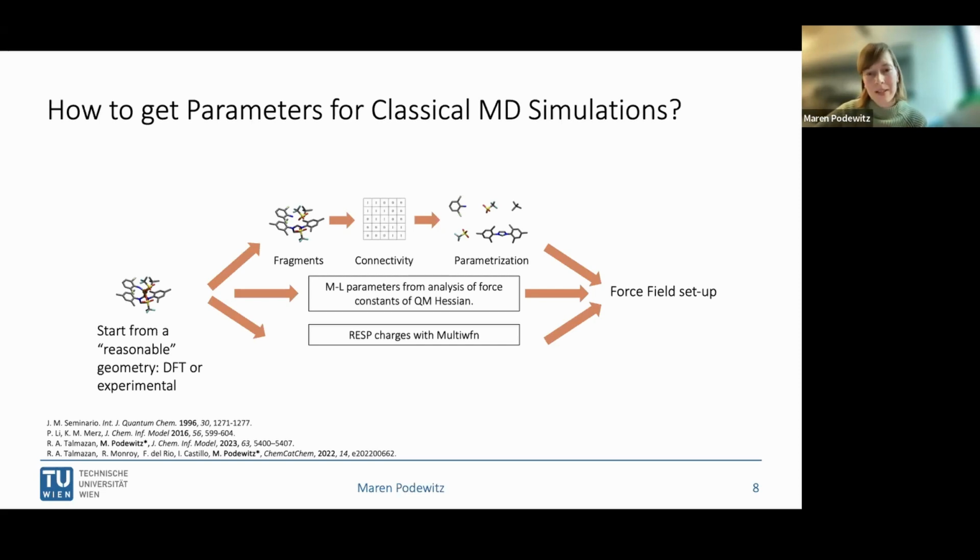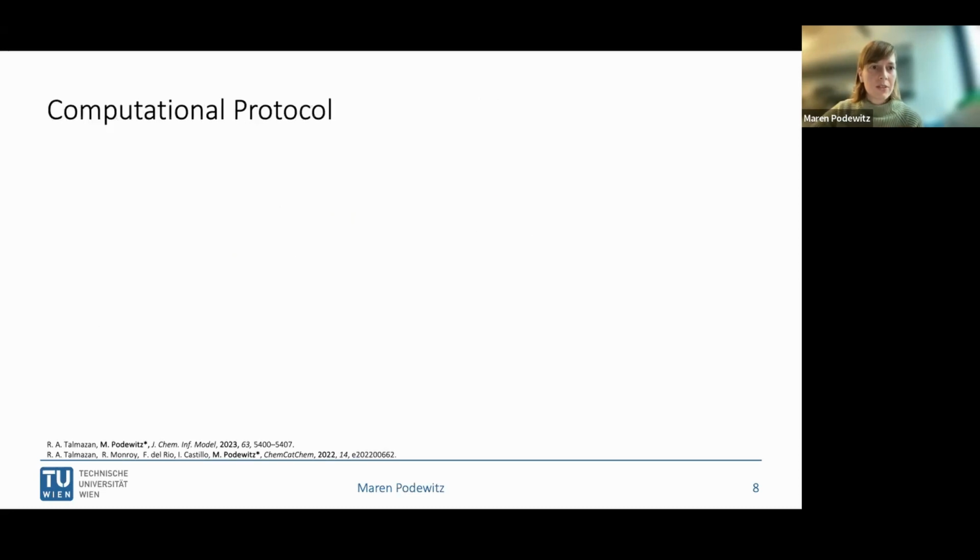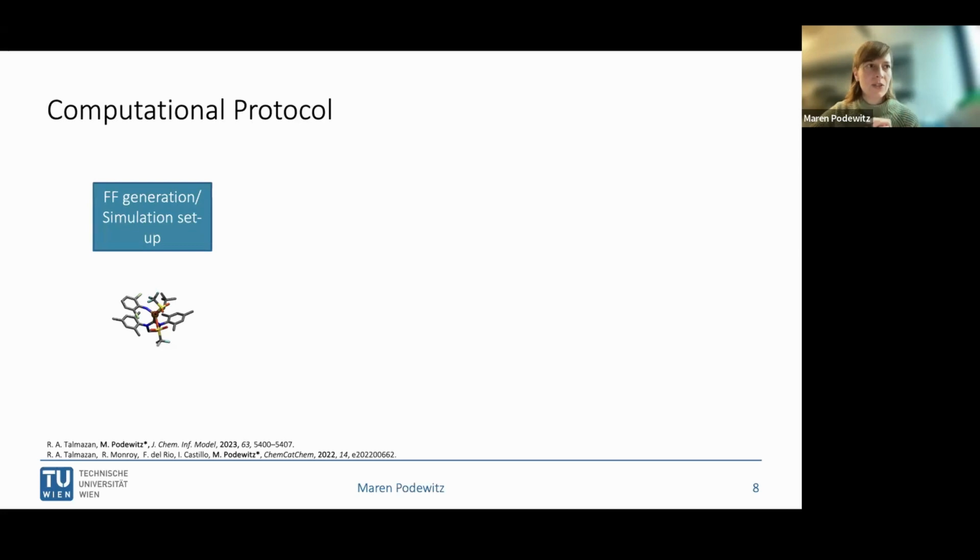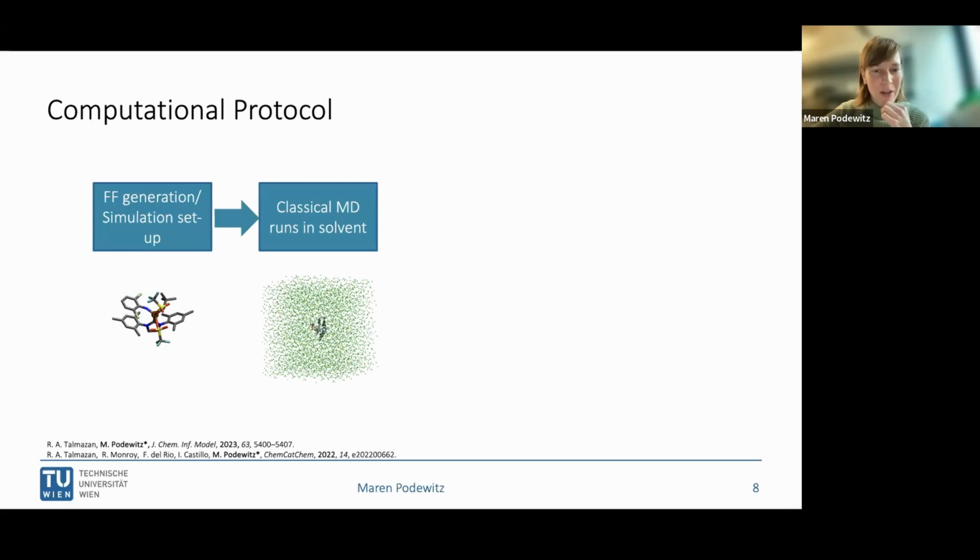Now, when you think about it, we want to generate conformers in explicit solvent, and this is of course only the first step. When we have the force field, we need to set up the simulation. We need to put the solute into a solvent box, equilibrate it, and so on and so forth. We need to run the simulations. So this is our molecule in explicit solvent, and then what we get out is a trajectory.